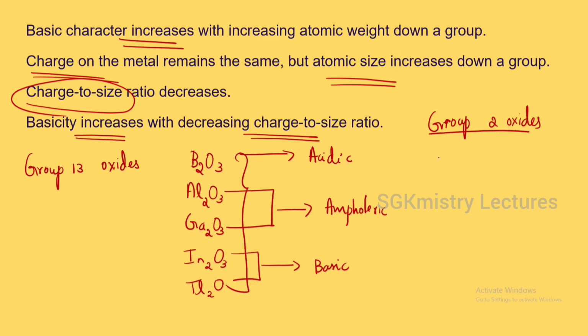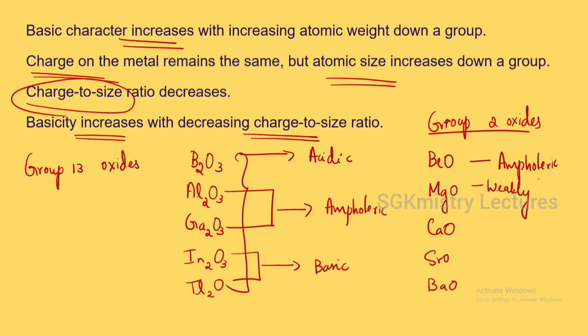Group 2 oxides. So we have oxide of beryllium, then magnesium oxide, calcium oxide, strontium oxide, as well as barium oxide. All these are group 2 oxides. The first one will be amphoteric. Next, we have magnesium oxide, which is weakly basic. If I'm considering all of these, the basicity increases down the group. All of these are basic, and obviously the basic nature increases down the group. Why this? First of all, I told you about the charge to size ratio. Since it decreases, the basicity goes on increasing.